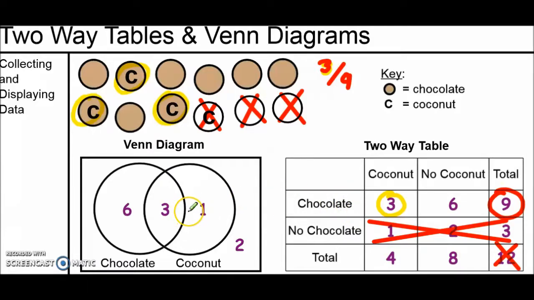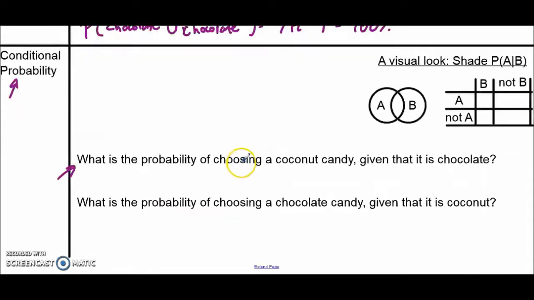What about in a Venn diagram? Well, since we were given that the candy had to be chocolate, we're not going to look at anything that is not chocolate. We're left with 9 candies again, and of those 9 candies, 3 of them are also coconut. So again, 3 out of 9 are coconut, given that we're only looking at chocolate candies.